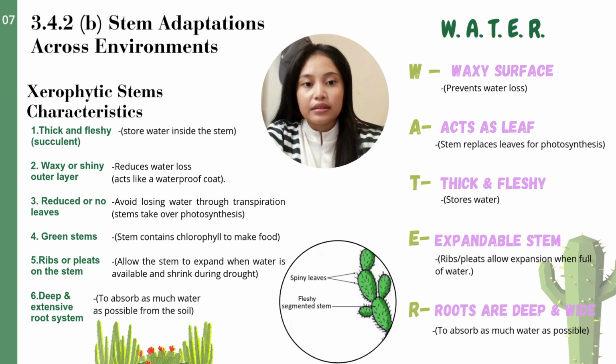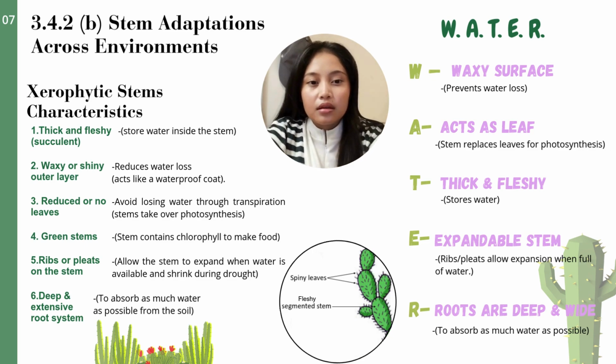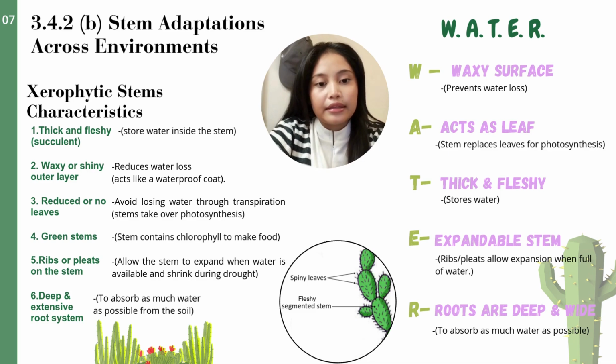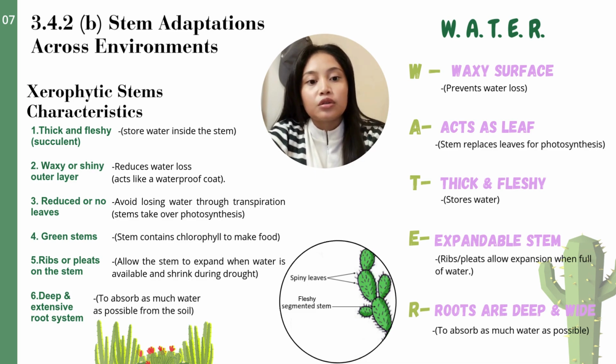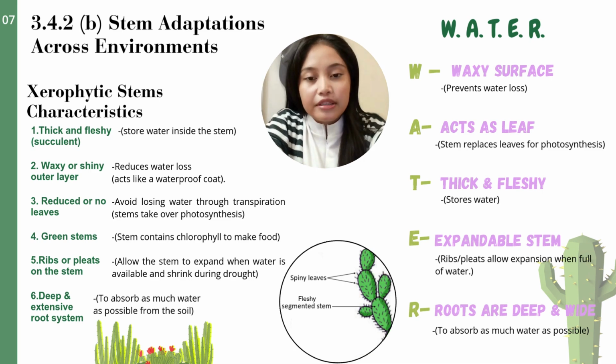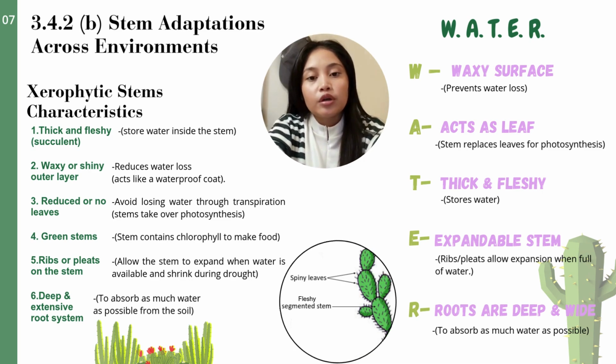Fifth one is ribs or pleats on the stem to allow the stem to expand when water is available and shrink during the drought. And the last one is it has deep and extensive root system to absorb as much water as possible from the soil. I also provide the notes that can help you memorize and understand the xerophytic stem characteristic easier.